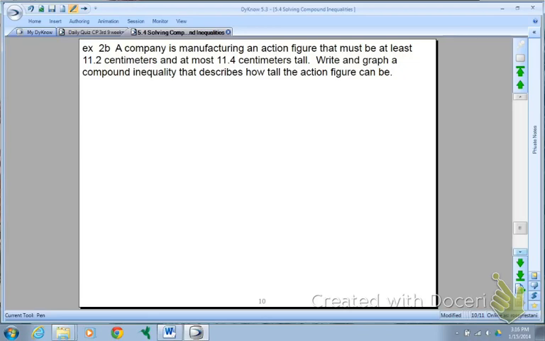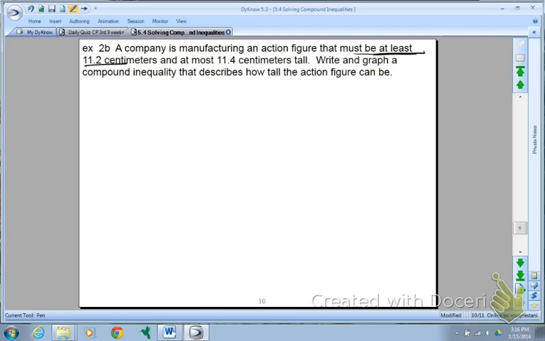A company is manufacturing an action figure that must be at least 11.2 centimeters and at most 11.4 centimeters tall. Write and graph a compound inequality that describes how tall the action figure can be. Okay, first, let's look at this. It must be at least 11.2 centimeters. What is at least? What inequality stands for at least? Less than or greater than?